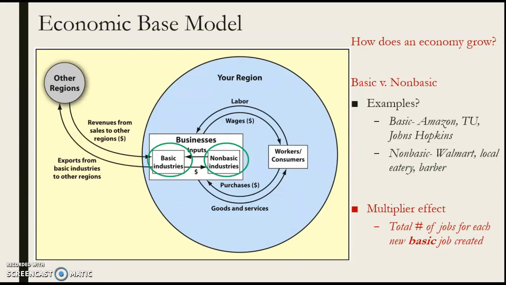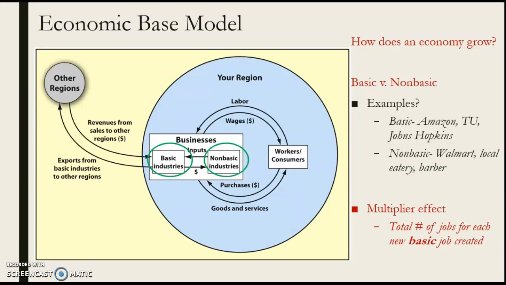So as a place like Amazon opens up in your city, or as Towson University expands, the demand for more coffee shops, bookstores, clothing retailers, barbers, restaurants, nightlife spots, those are all going to increase. So basic sector draws money in, non-basic sector circulates. Now this multiplier effect is generally a positive effect, but this economic base model works the other way as well.